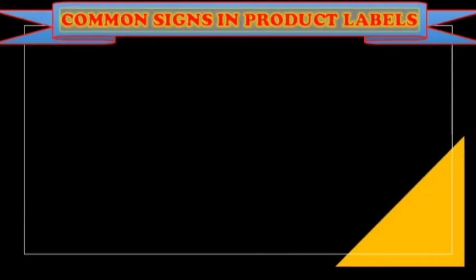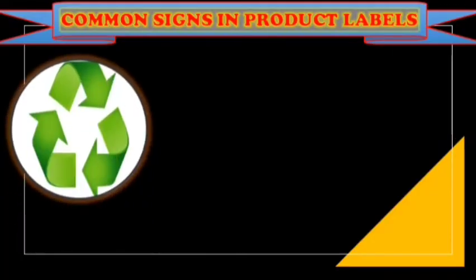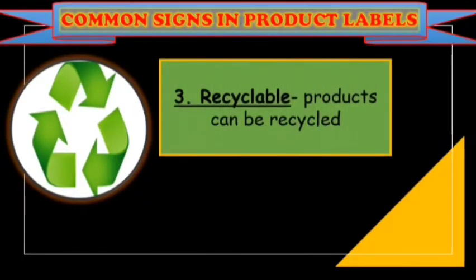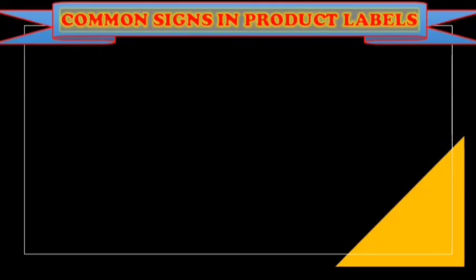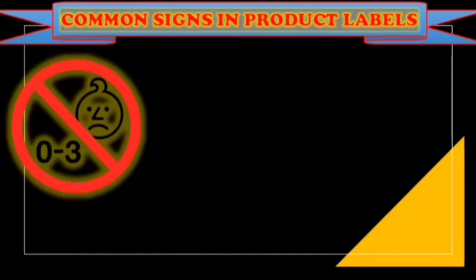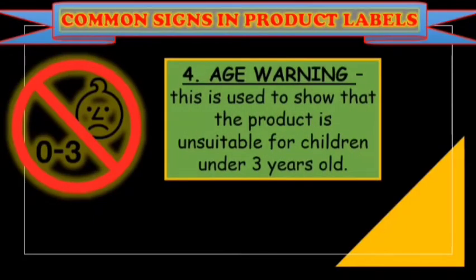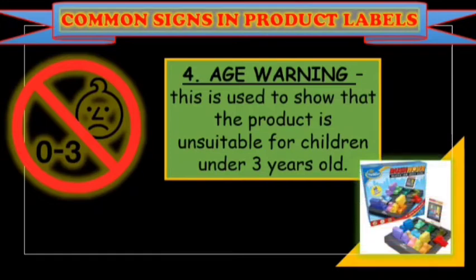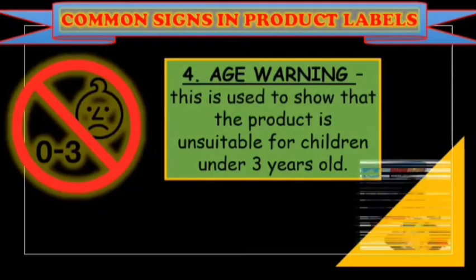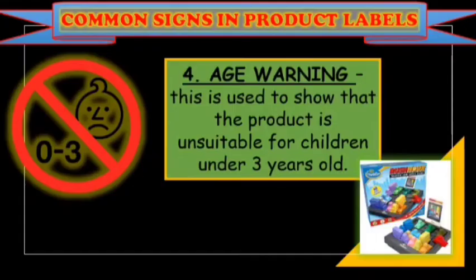Next is this sign. We have recyclable. So products can be recycled. What are those products that can be recycled? We have like that plastics, clothes, so etc. Next sign is what you call age warning. So that is the sign of age warning. So this is used to show that the product is unsuitable for children under 3 years old. So usually, yan yung mga laruan ng mga bata.